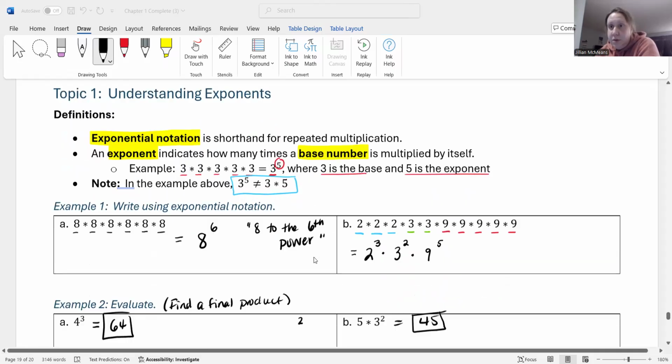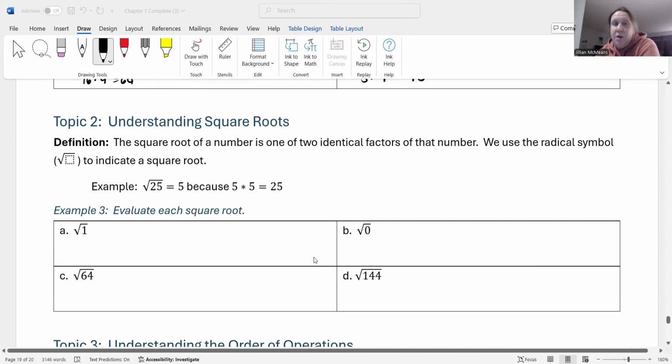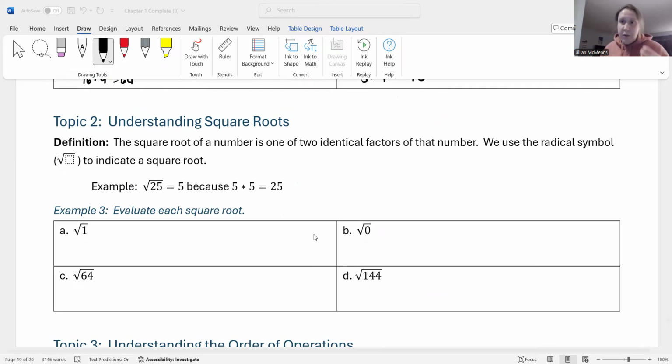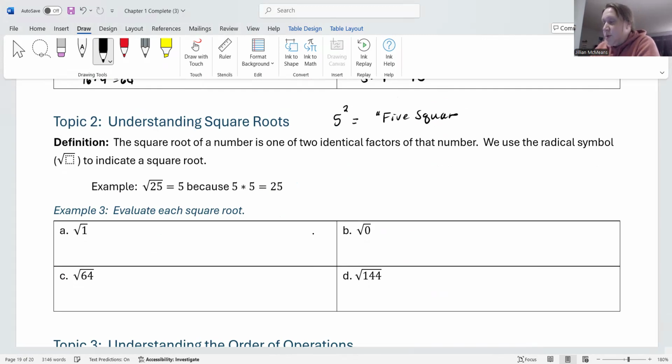Okay, so let's get to the next video. We're still talking about exponents, square roots, and order of operations, but this time I want to talk about understanding square roots. We didn't mention this in the previous video, but if you have an exponent of 2, instead of saying "to the power of 2," you could just say "squared." For example, 5 to the second power could be shortened to 5 squared, and saying it like that might help make this make sense.